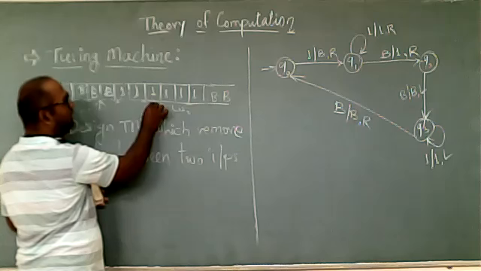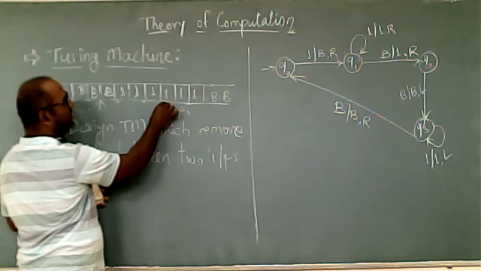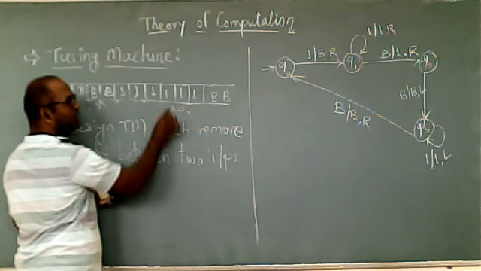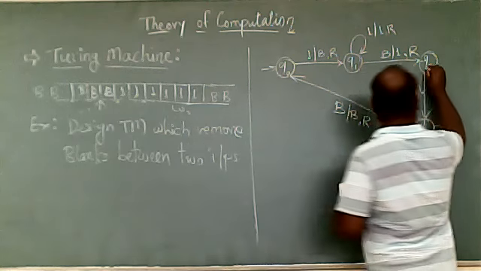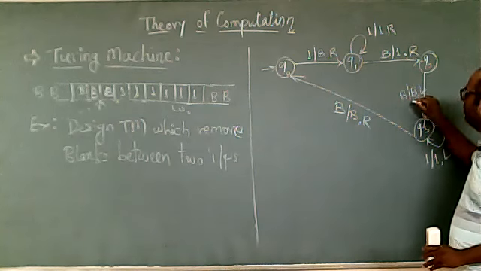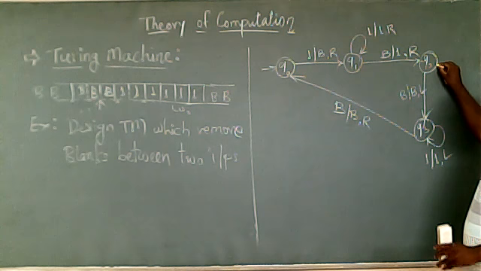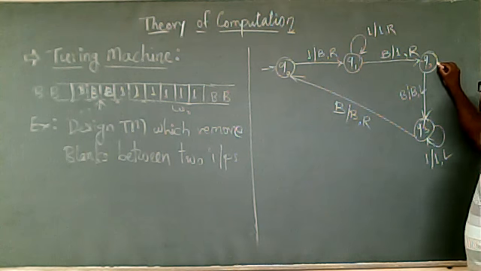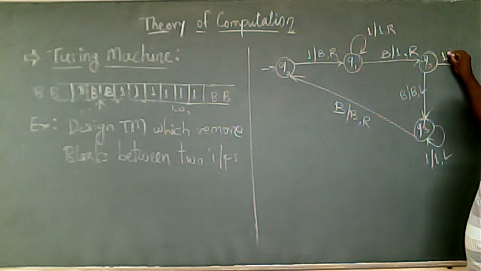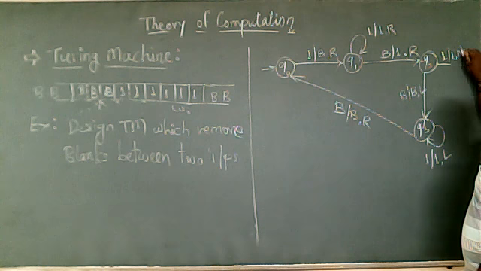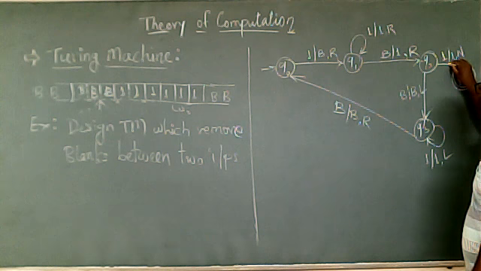So Q2, we are getting 1 here. Q2, we are not getting blank. We are getting 1 here. It means what? All the blanks are removed. So here, if we are getting 1, keep this as 1 as it is and say no operation. And this Q4 will be the final state.